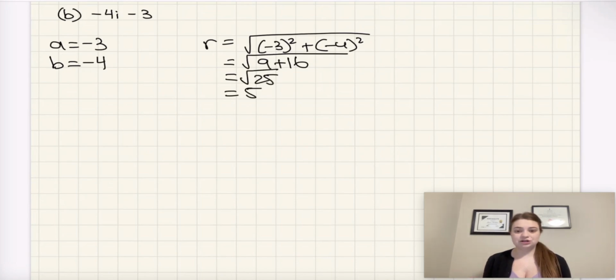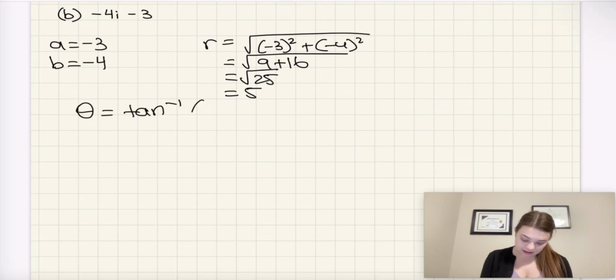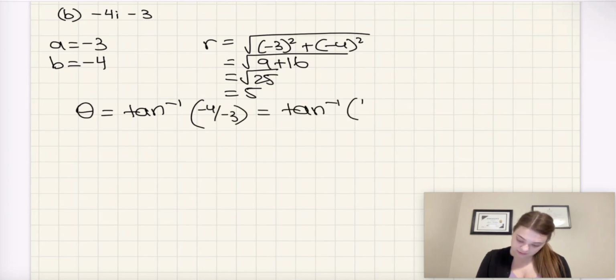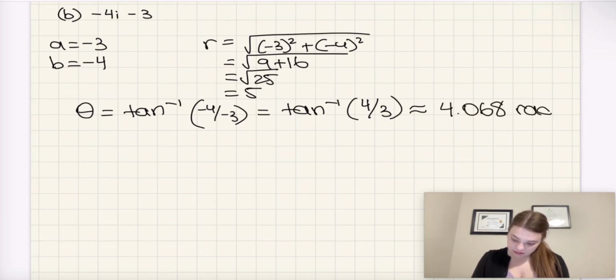Something I should mention here: because we're looking for a radius, we're only considering the positive versions of these square roots. So it's not plus or minus 5 here, it would just be 5. Then we have theta, which is going to be tan inverse of negative 4 over negative 3, which is tan inverse of 4 over 3, which is 4.068 radians.